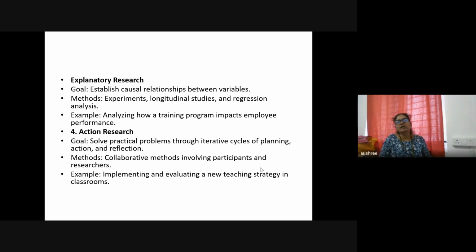Next is historical research. I think Janvi ma'am is not here. Historical research is where you understand past events and their impact on the present. That is called historical research. So methods, how do you do it? You analyze primary and secondary sources like documents and artifacts. Example, you study the evolution of healthcare policies.